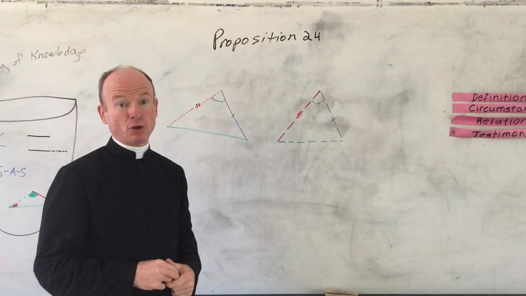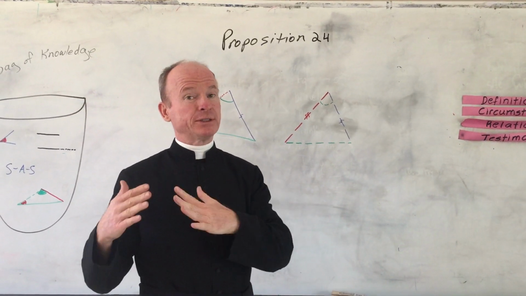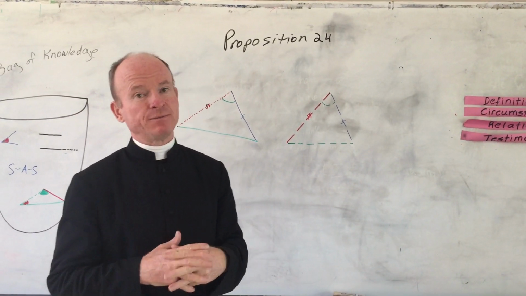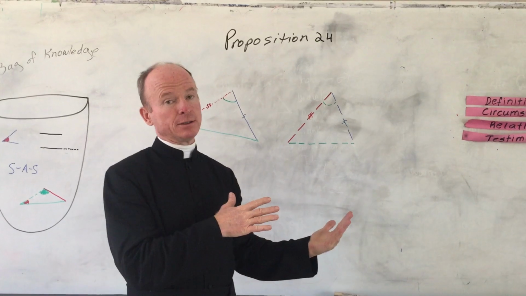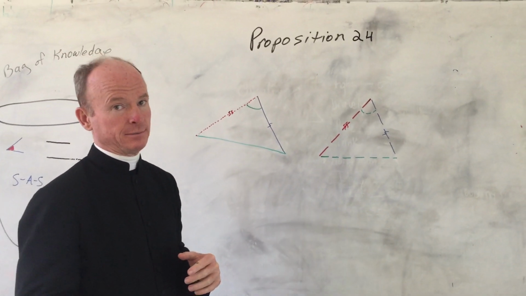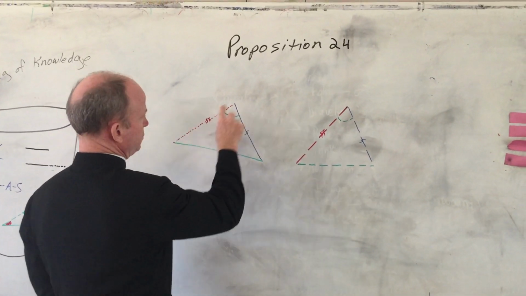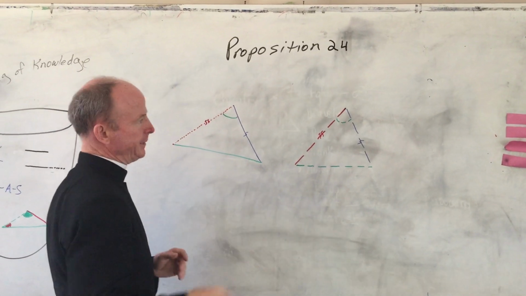If there be two triangles and they have two sides equal to two sides, but the angles contained by those two equal sides respectively, one of them is greater than the other, the triangle with the greater angle will have a greater base. Here we have two triangles, and it's given that two sides are equal to two sides respectively.